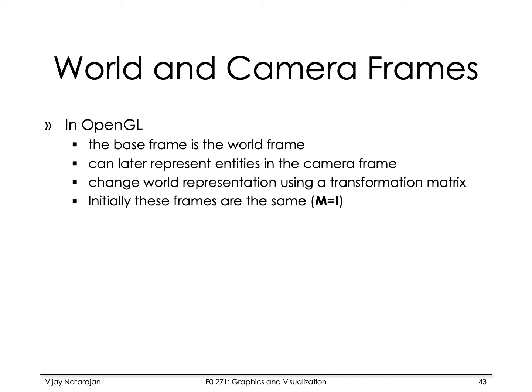Like we saw before, this can be done via a simple transformation matrix. Initially, we assume in OpenGL that the world frame and the camera frame are exactly the same. So this transformation matrix M is exactly equal to the identity matrix I. What does this mean? This means that your camera is actually located at the origin.